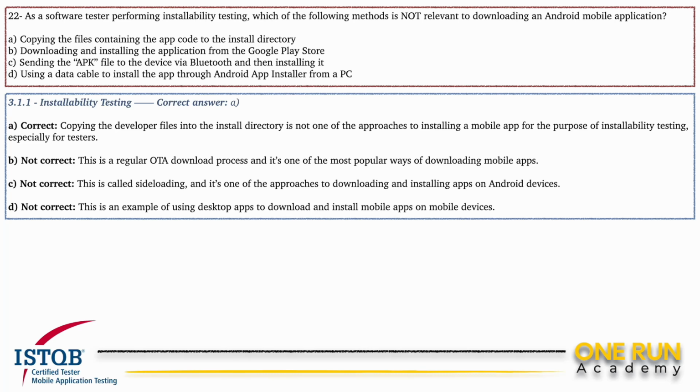Lastly, option D, using a data cable to install the app through Android App Installer from a PC. Also, an example of a valid method. This approach is often used by developers and testers to quickly install apps on devices for testing purposes, but it's also accessible to the public if they want to.